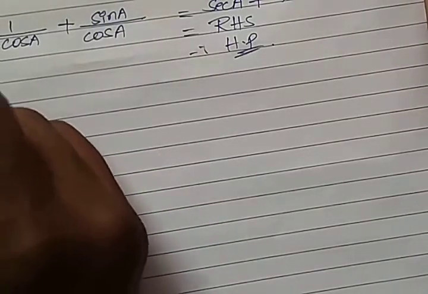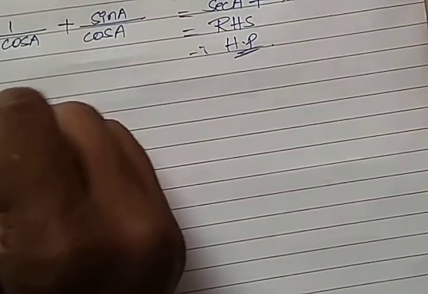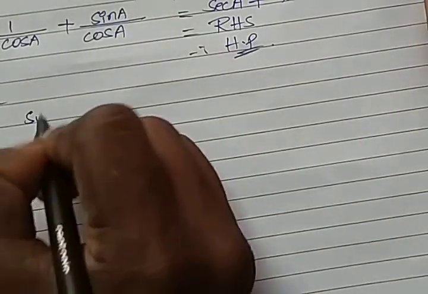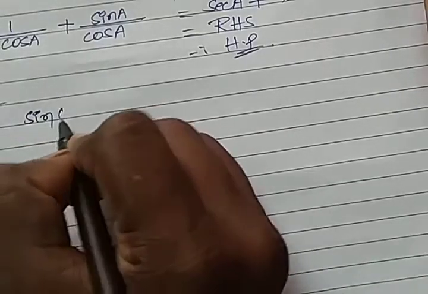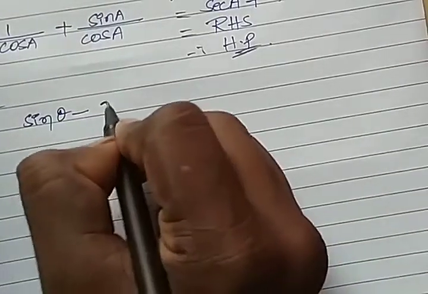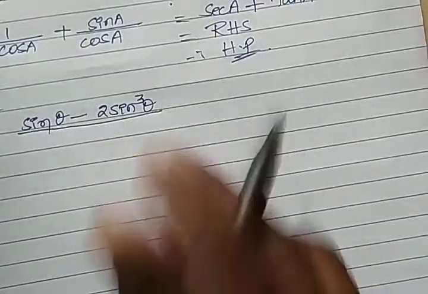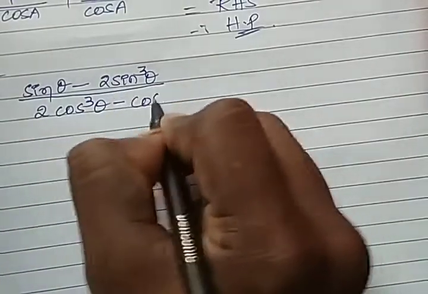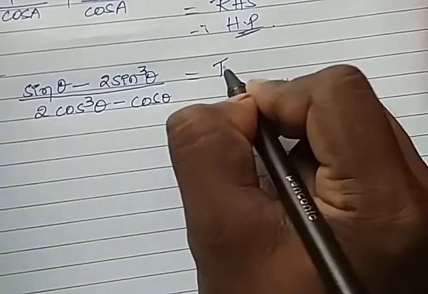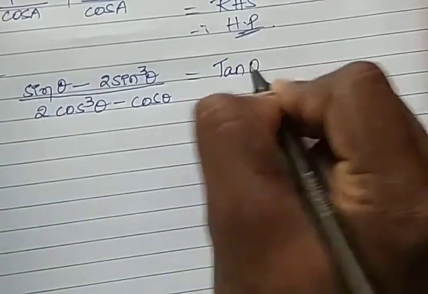Now we'll move forward to question number 7. Question number 7 is to prove: sin theta minus 2 sin cube theta by 2 cos cube theta minus cos theta. This we have to prove is equal to tan theta. We have to prove it by equating it with tan theta.